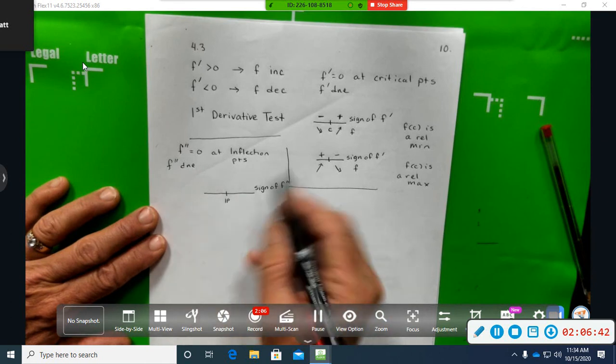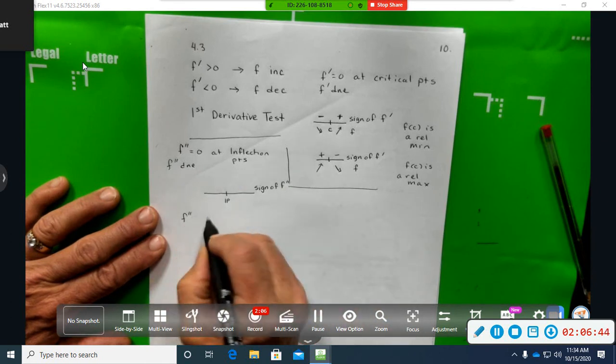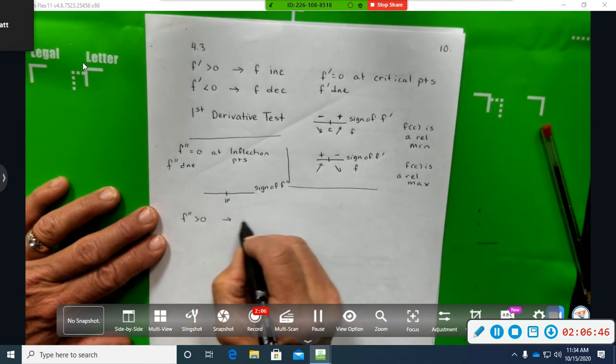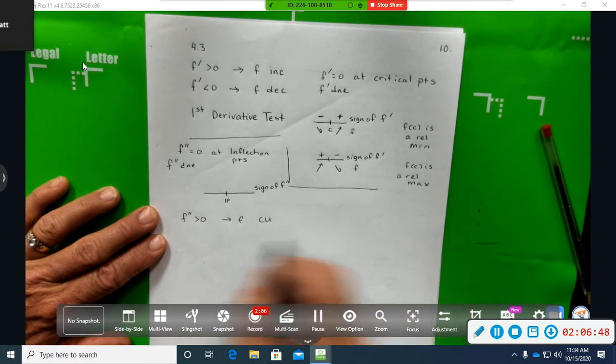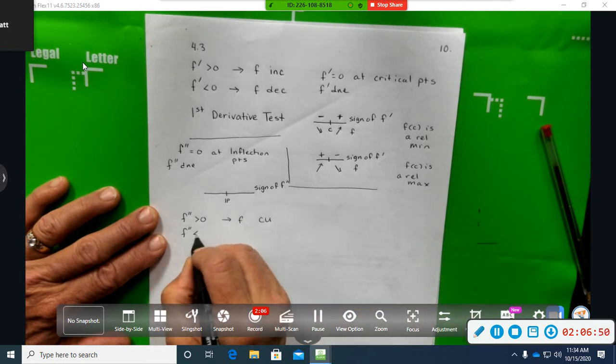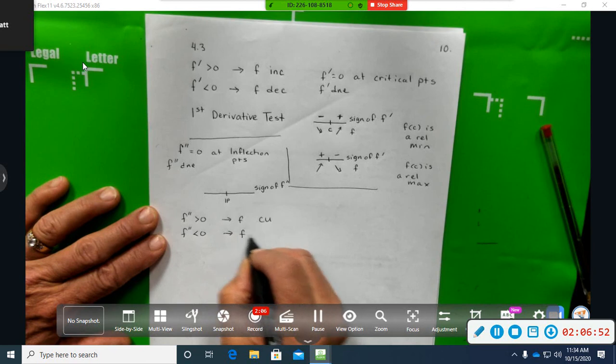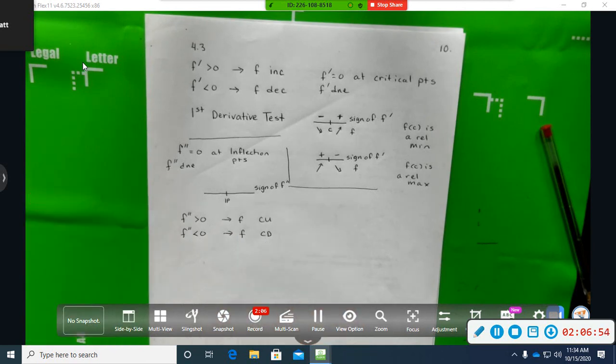Okay, I don't need the number line thing. If the second derivative is greater than 0, that means f is concave up. If the second derivative is less than 0, then the graph is concave down.